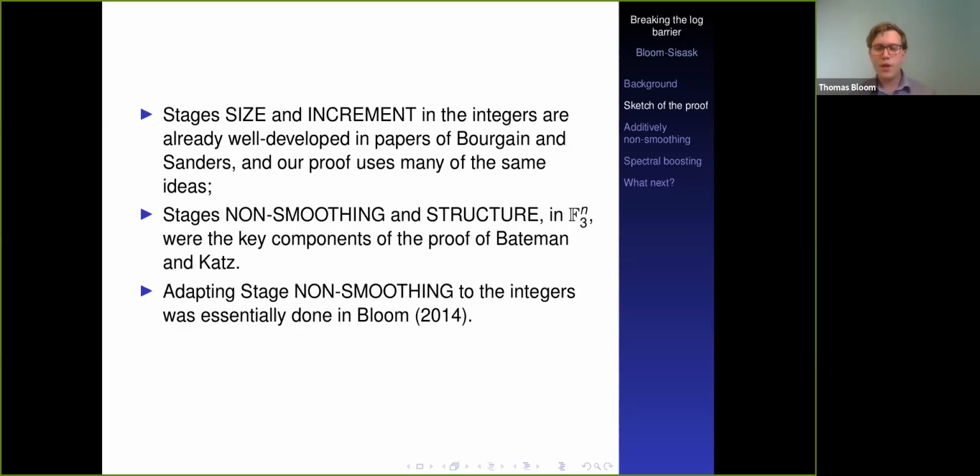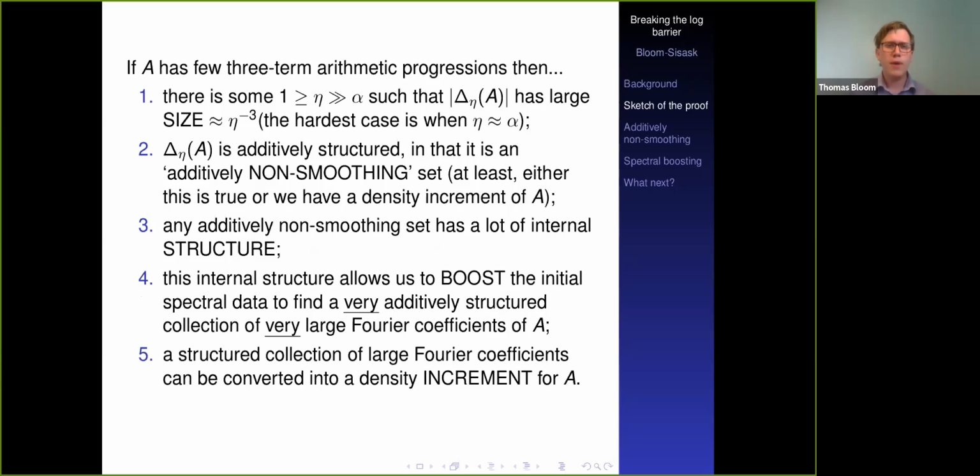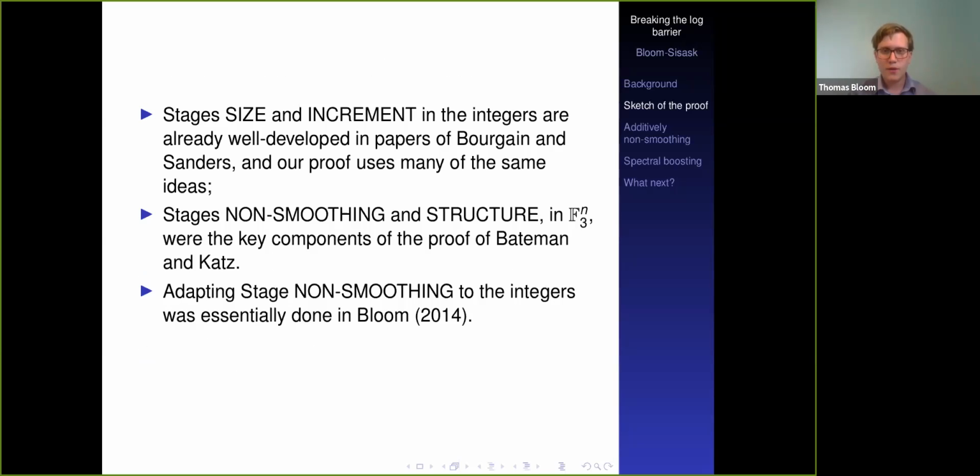Adapting the 2nd stage, so non-smoothing stage, to the integers was essentially the approach that I took in 2014 to prove an n over log n bound. In fact, in a very rough sense, my 2014 proof you can summarize as you just do 1, 2, and 5 here. So you skip out your very powerful 3 and 4 step. Okay, so those parts were done previously.